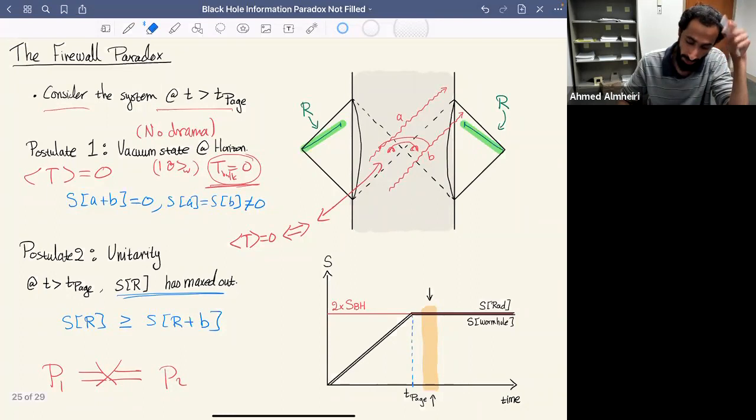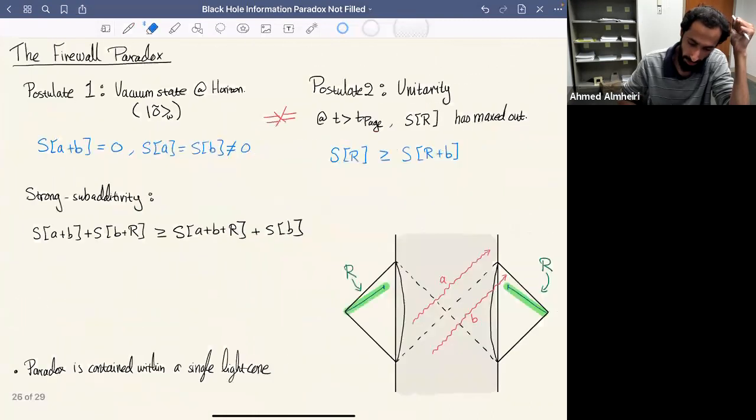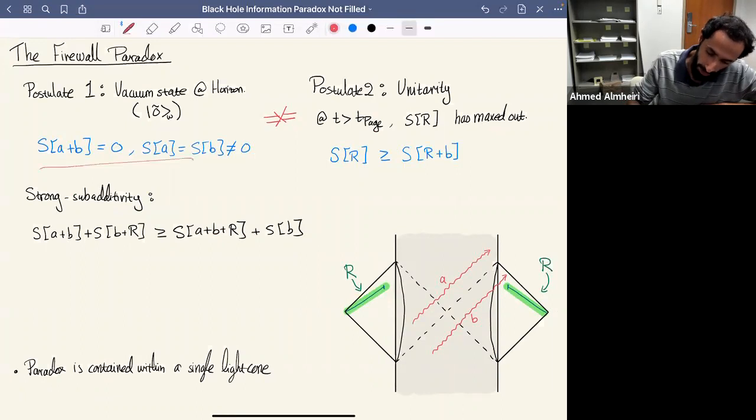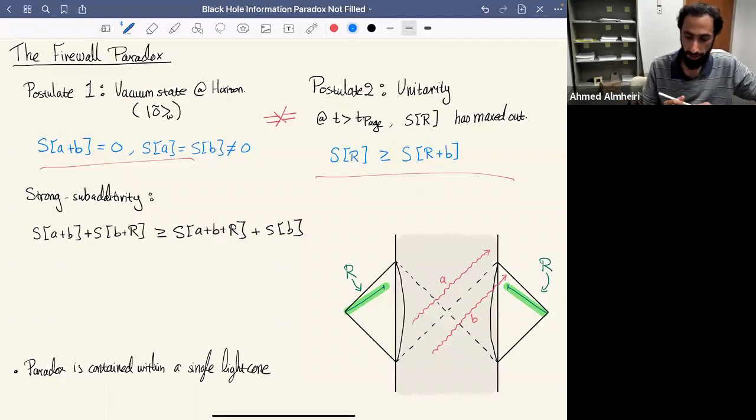So this is the setup of the firewall paradox. So now let's actually see it in action. I've just rearranged things. So here's postulate 1, here's postulate 2, and we can just check that these two are in conflict by running them through strong subadditivity. Strong subadditivity is this statement here. You might have seen it in other lectures. It says that S_AB plus S_BR is greater than or equal to S_ABR plus S_B.